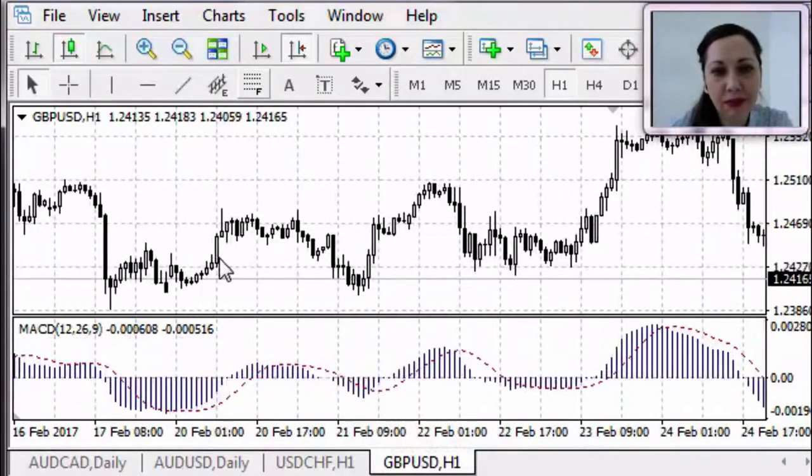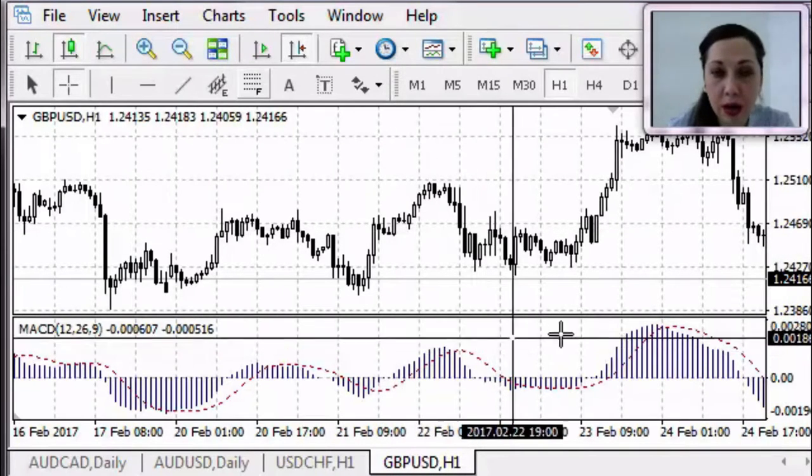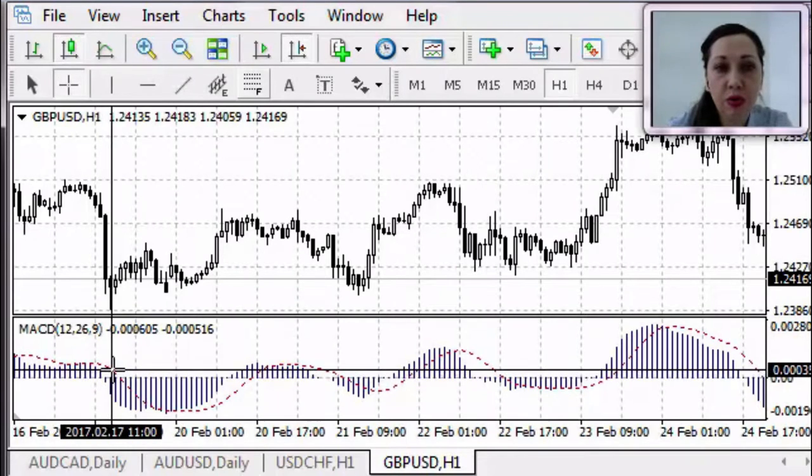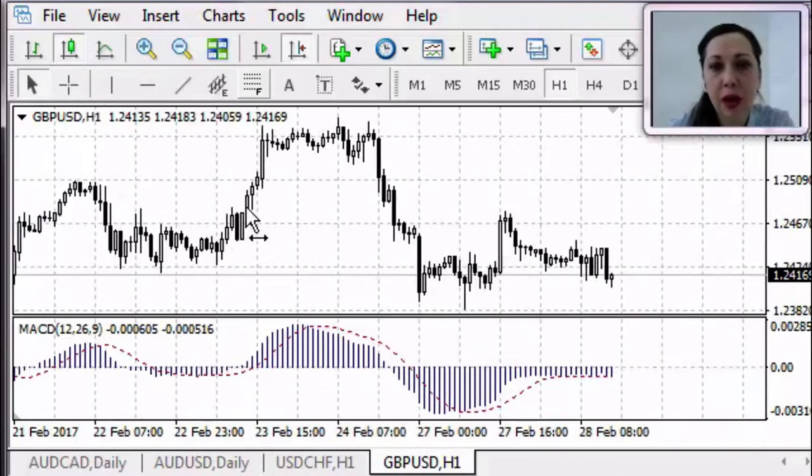Next, how we can find entry points with the help of this indicator. Actually, the basic strategy of finding entry points with MACD is to look at where the lines of the indicator are, above or below zero. If the lines of the indicator are above zero, it's the time to open entry points for buy. If it's above zero, buy. If it's below zero, entry points for sell. Here it's unsuccessful. It's a kind of flat situation in the market.